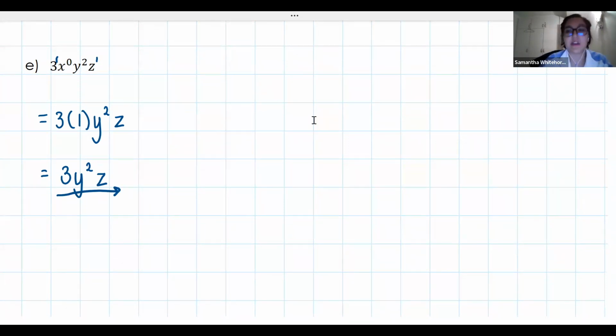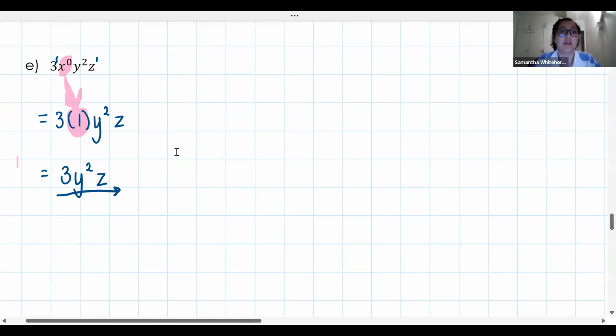So guys, again, very similar to the last example. It is only the x that is to the power of 0. So that means that is the only value that becomes 1. Everything else stays the same. Nothing changes with the others. It's still 3, it's still y squared, it's still z. Only that x to the power of 0 became 1.